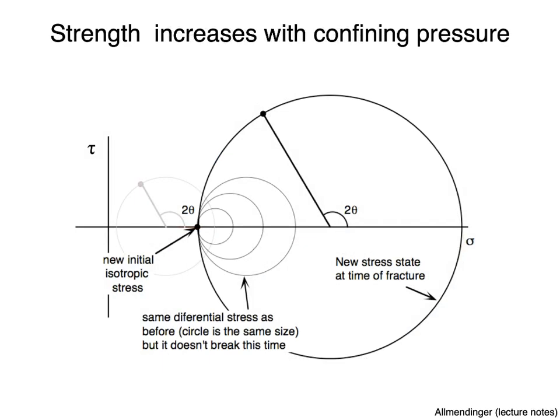Strength increases with confining pressure. The small gray circle is a triaxial test at low confining pressure. 2 theta is the angle between the normal to the fracture and sigma 1. For a new and higher confining pressure, the same differential stress will not break the sample. We need more differential stress and the circle at fracturing will be larger.